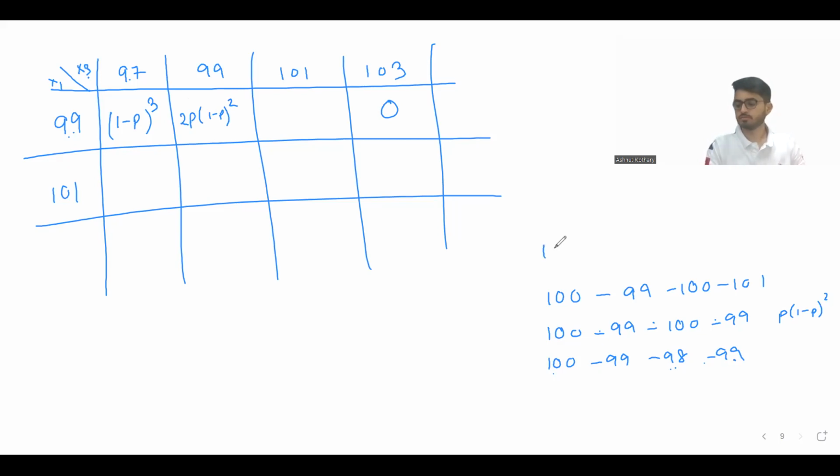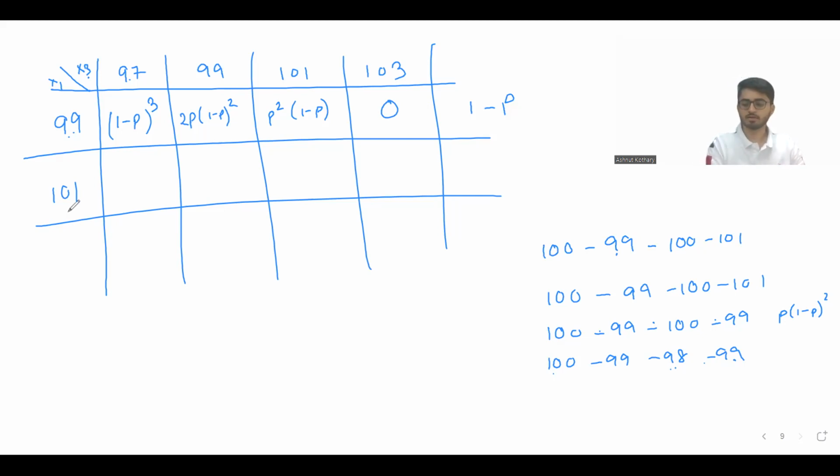For 101, the only possibility is (1 minus p) into p into p. If you add all of these up, this will come out to be 1 minus p. You can write this directly also: adding these different columns will give nothing but the marginal distribution of X1 equal to 99, which is 1 minus p only. You can mathematically expand this and add up. Logically, this is how you can get the result.